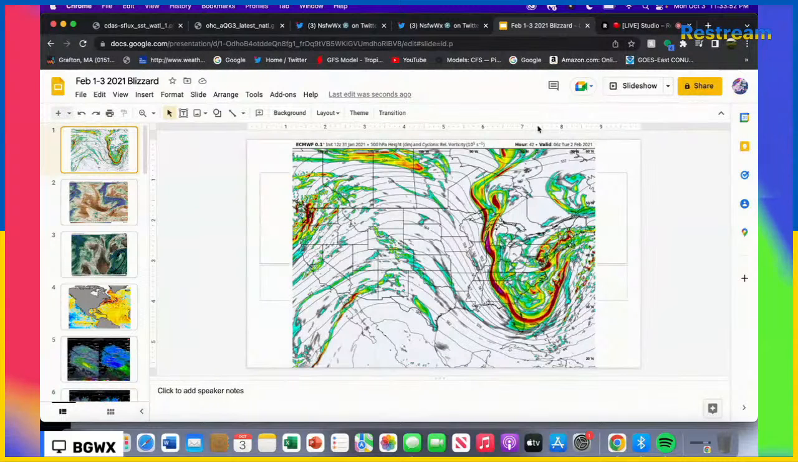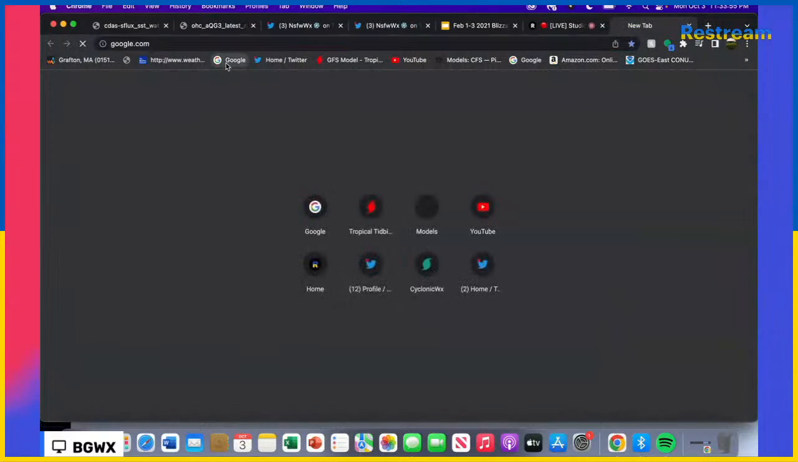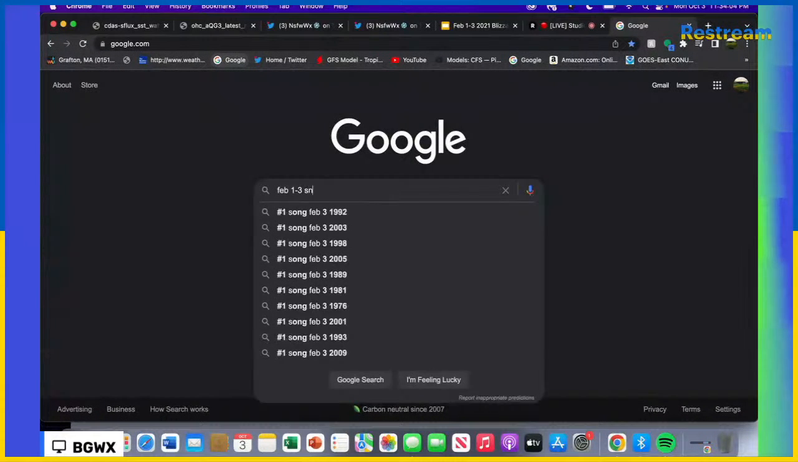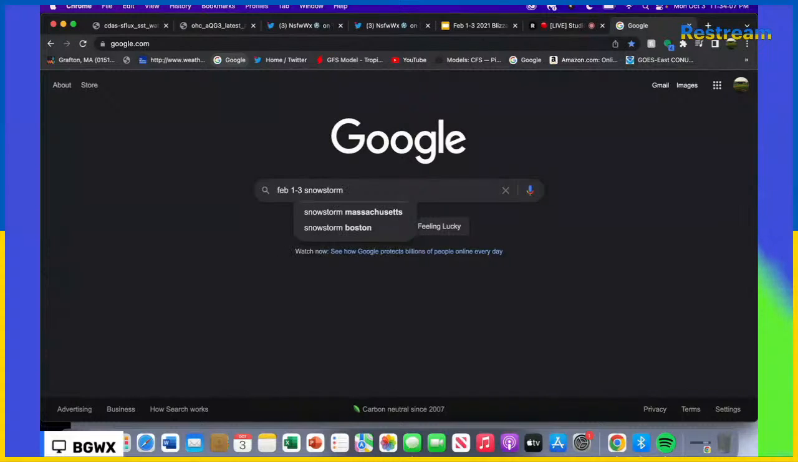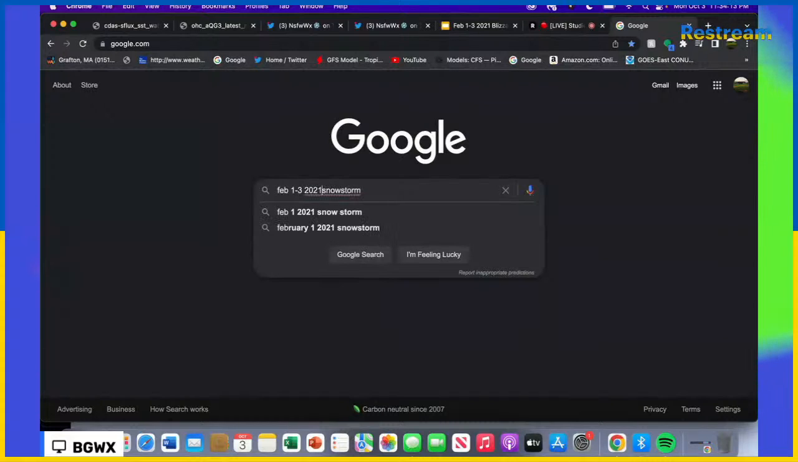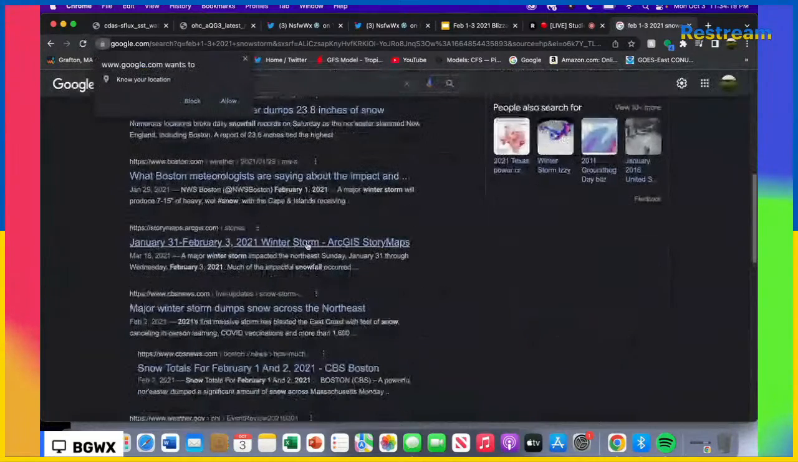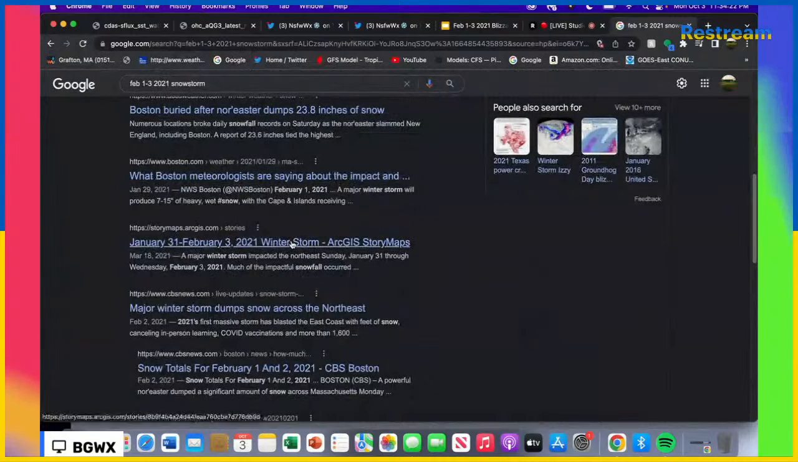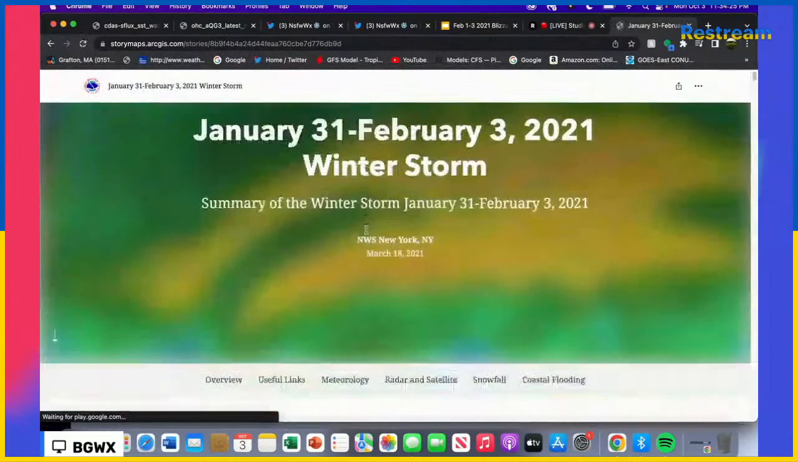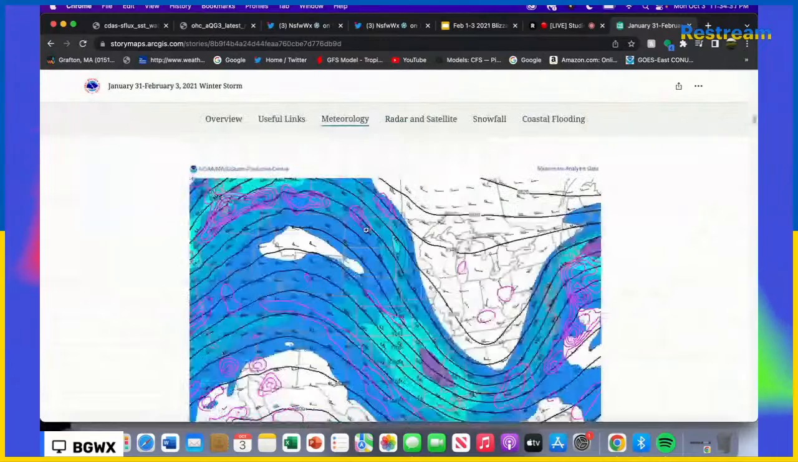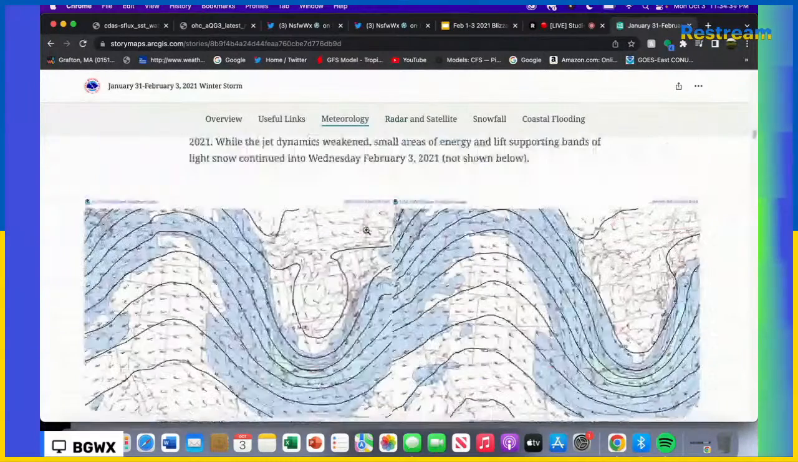So this was, actually, I can even bring up, I got one more thing I need to bring up. And this right here. This was actually the National Weather Service in March later that year did a really good breakdown. So we'll be able to use some of this stuff too.